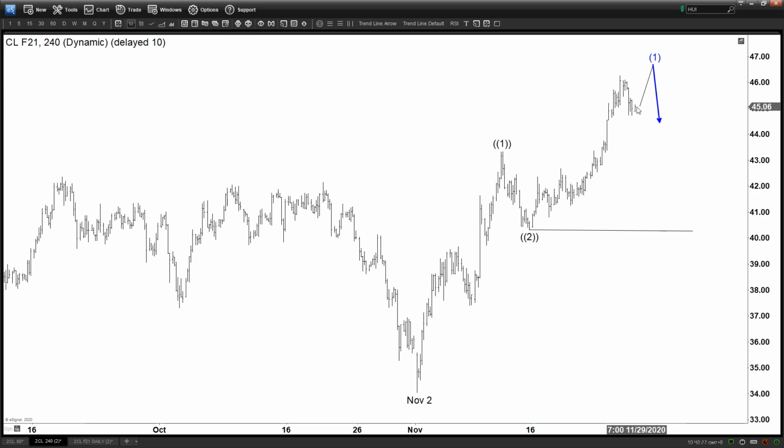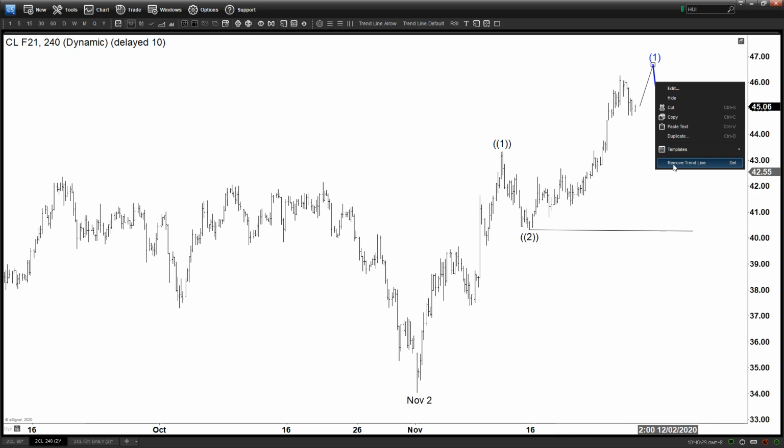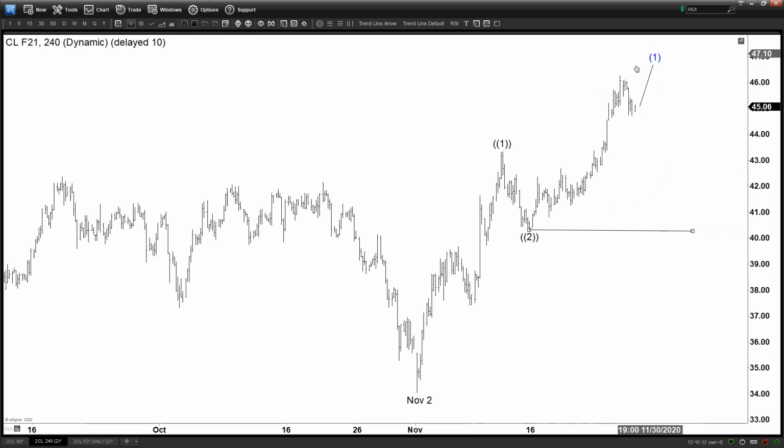Now the second possibility, which is not likely, is the idea that, okay, what if we end 1 here? Couldn't we count this, for example, 1, 2, right, 3, 4, 5? Couldn't we count it this way? Now that's I think also a valid question. Let's take a look at this possibility and conclude why this is less likely.